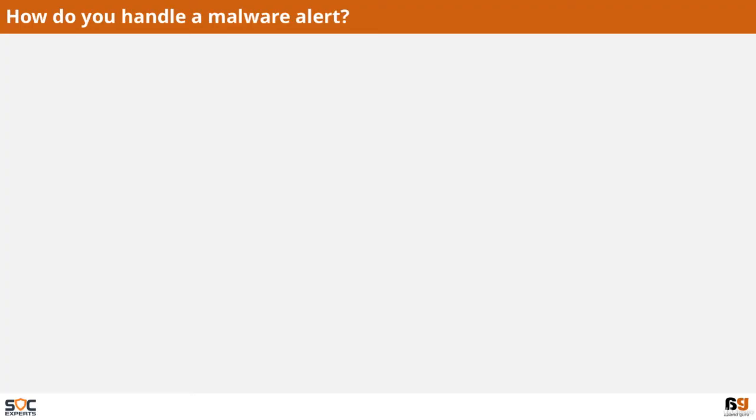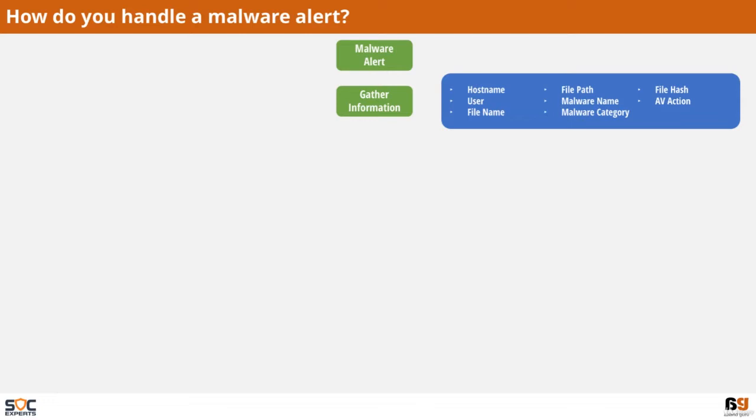So let's start. The first question is, how do you handle a malware alert? When a malware alert is triggered, the very first stage of analysis is information gathering, wherein we gather information like host name, user, file name, file path, malware name, malware category, file hash and antivirus action. And depending on the antivirus action, we will take appropriate action.